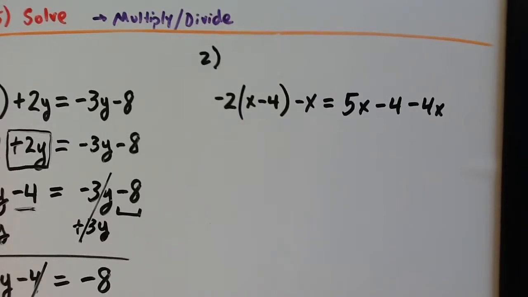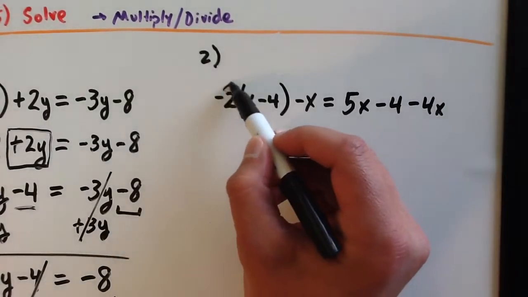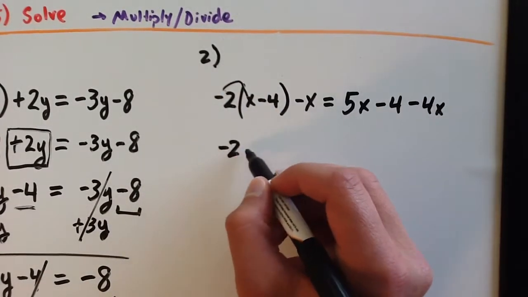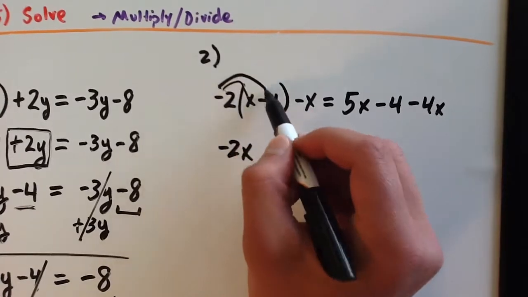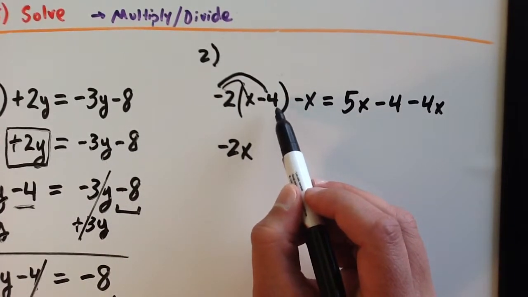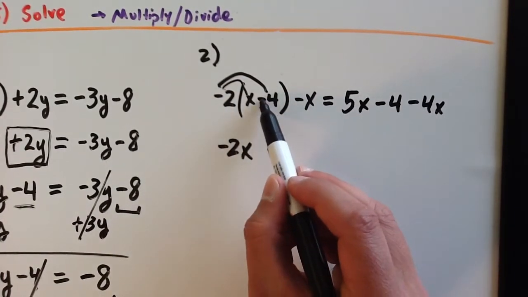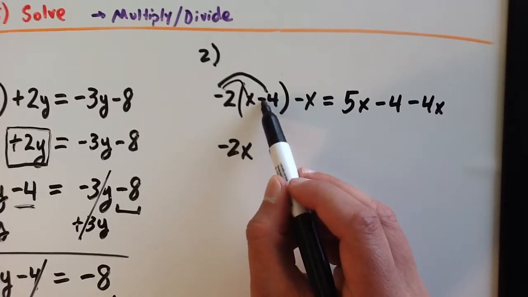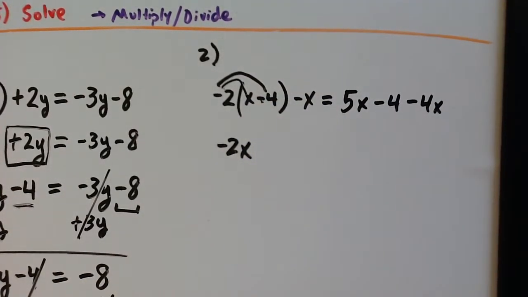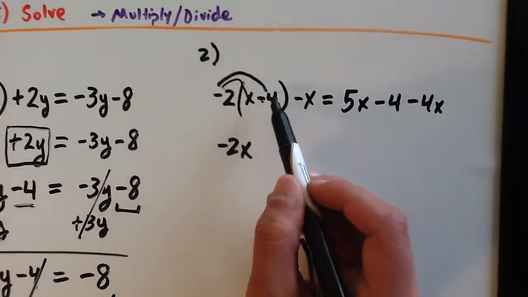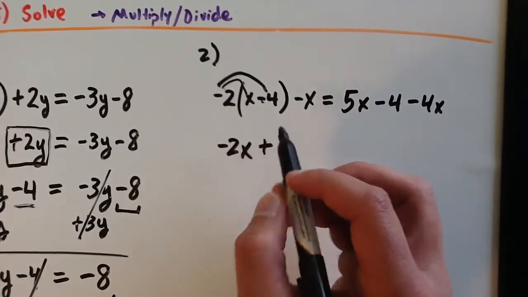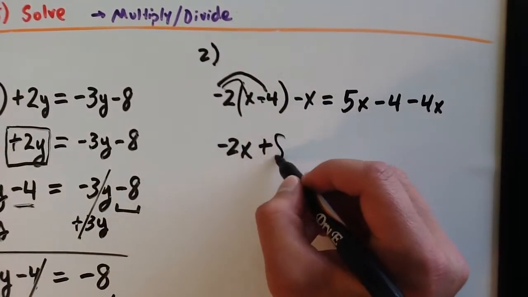Step 1, eliminate the parentheses by distributing. Negative 2 times x is negative 2x. Then you have negative 2 times, what's this term? This is not 4, this is negative 4. That sign tells you whether the term is positive or negative. So I have a negative times a negative, which gives me a positive. 2 times 4 is 8, right?